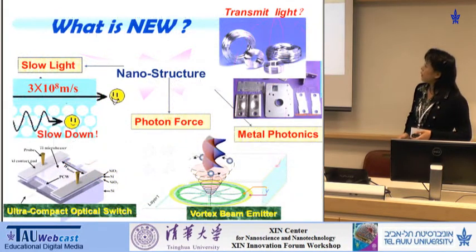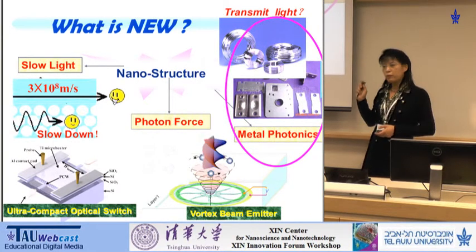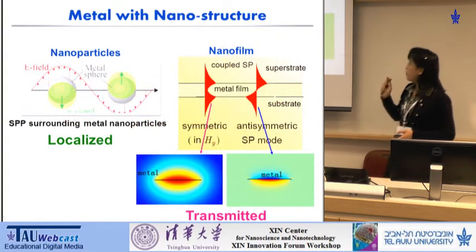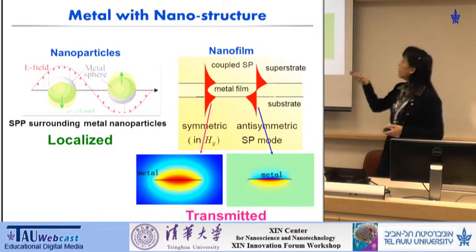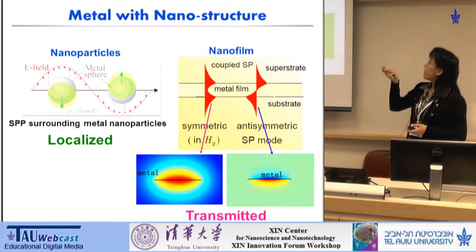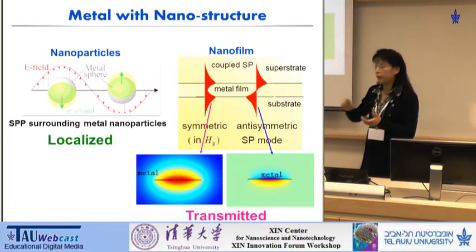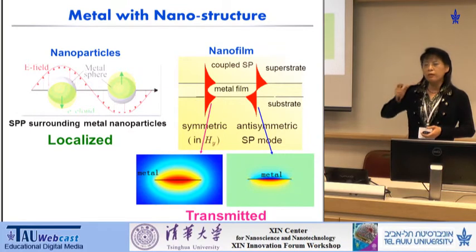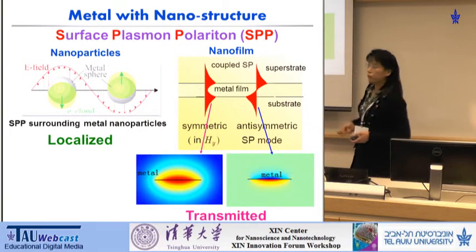Next, I'd like to show you metal photonics. We know silicon photonics. Do you know metal photonics? Metal can transmit light when it is in a very thin nanofilm. A metal nanofilm can transmit light, and a nanoparticle can localize light. Both of them involve a very special surface mode, which we call the surface plasmon polariton, SPP.